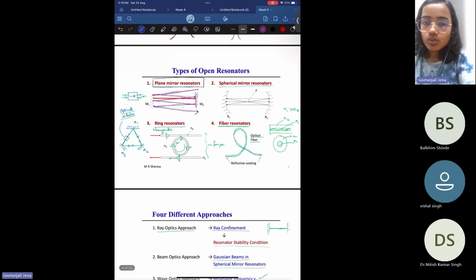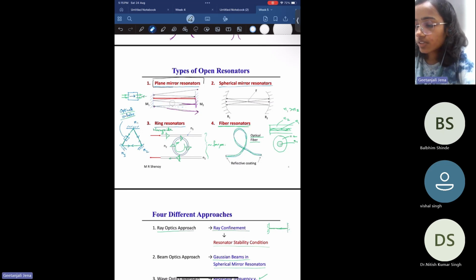And we have different types of open resonator: plane mirror resonator, spherical mirror resonator, ring resonator, and fiber resonator. Looking at the first case, the plane mirror resonator, the red lines are the ray paths propagating perpendicular to the mirror surface. They are highly confined in between these two mirrors.